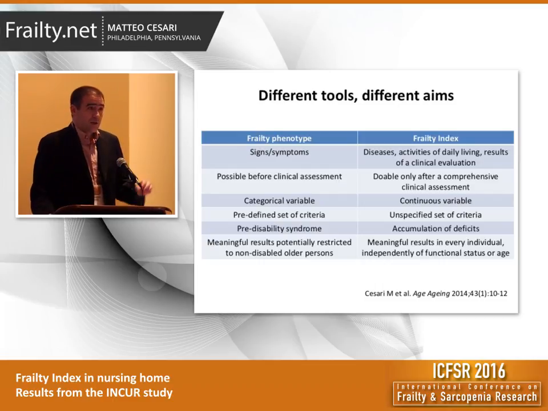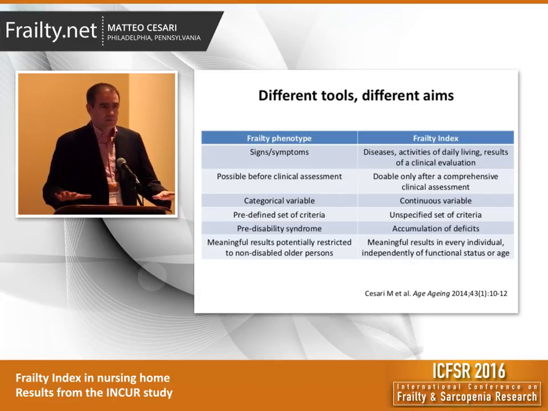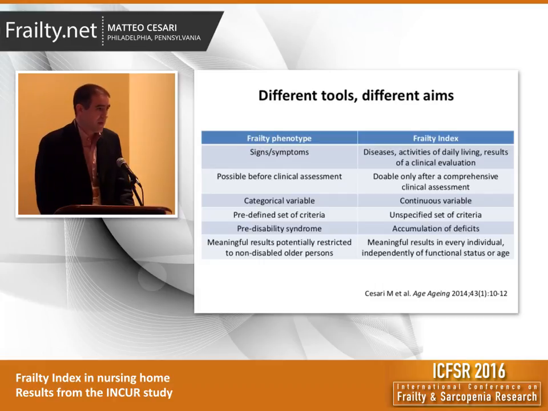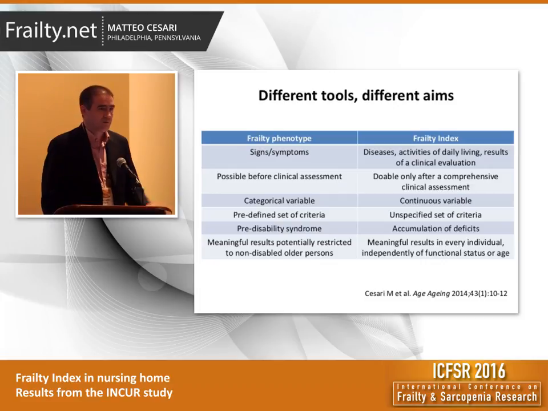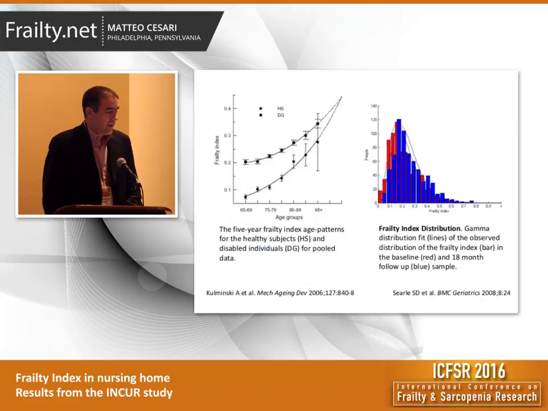Also, the relationship between frailty and disability is different between the two. The frailty phenotype looks at a pre-disability state of vulnerability. The Frailty Index includes disabilities in the computation. So they are very different measures, and this does not mean that one is better than the other. It means that they are capturing different things for different purposes.